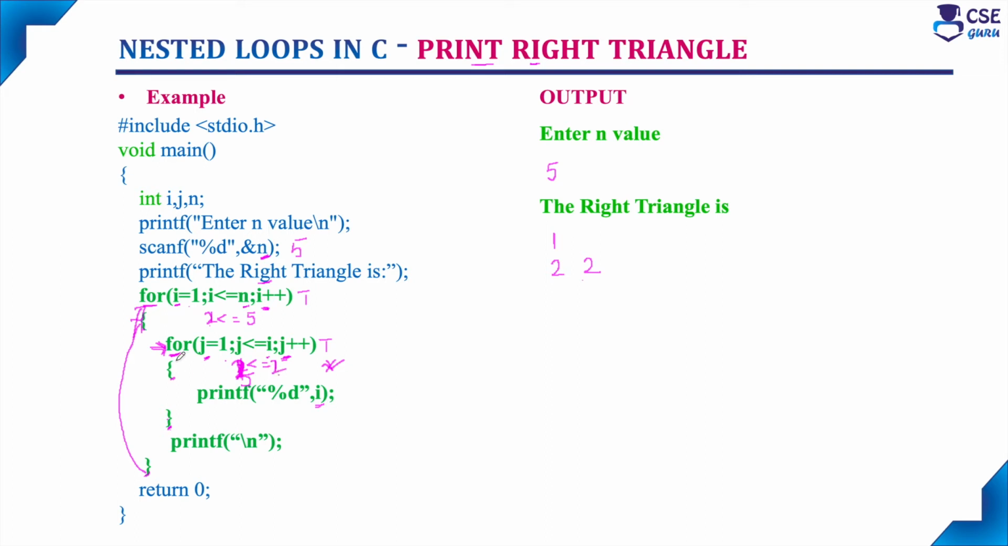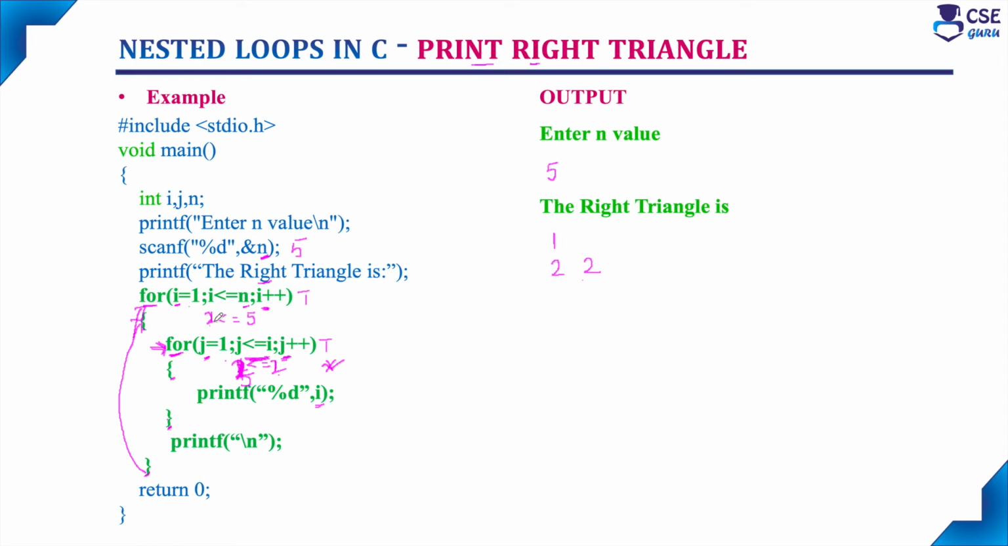Condition fails. So now the inner for loop terminates and control will be transferred to the outer for loop, and now will be considered as the third iteration of the outer for loop. So for every iteration of the outer for loop, the inner for loop will execute repeatedly until its condition fails. So this is the logic of the nested loop.